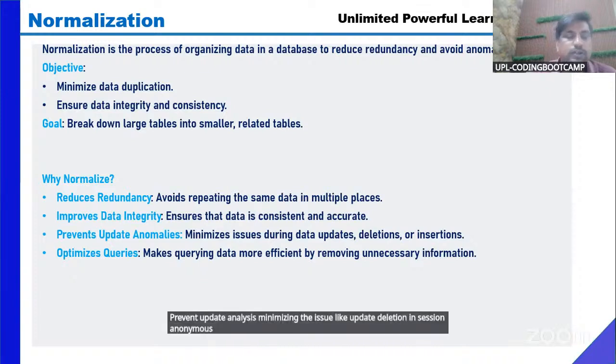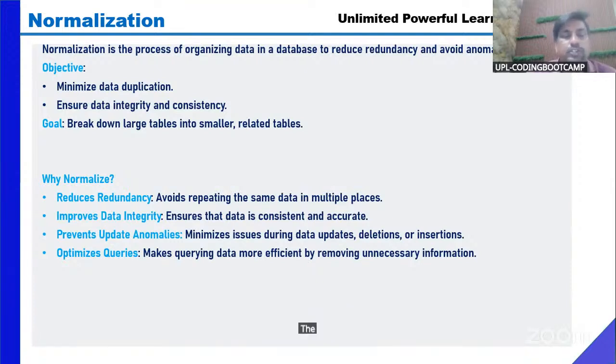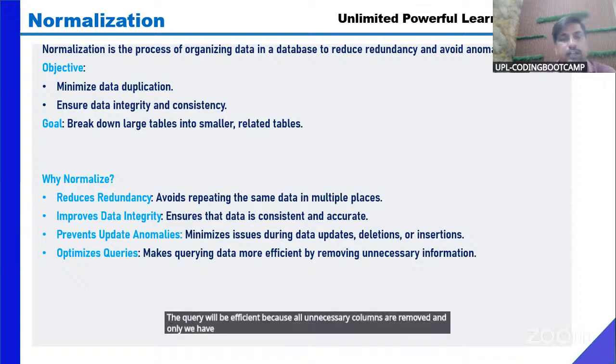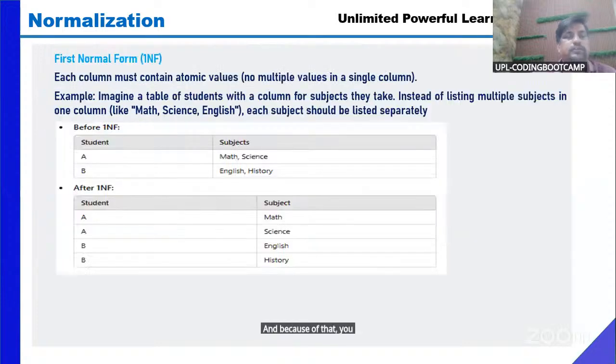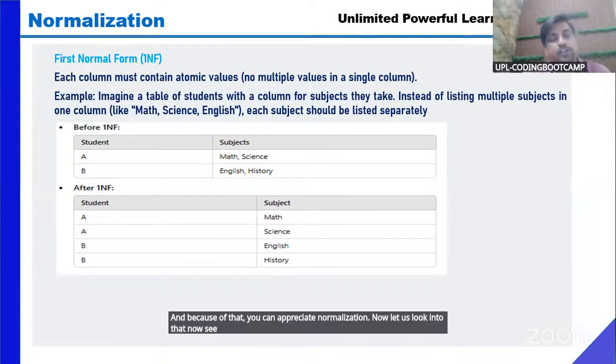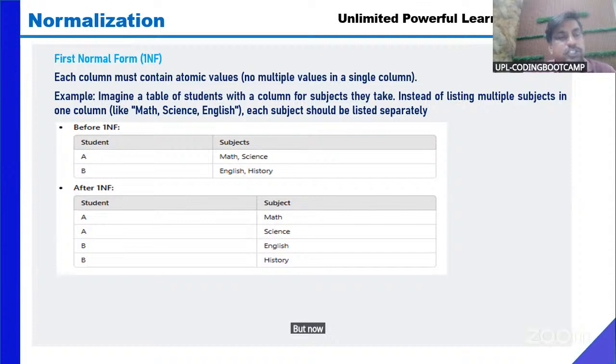And also, if you say that the database is in third normal form or something like that, the query will be efficient because all unnecessary columns are removed and we only have relevant columns and records. And because of that, you can appreciate normalization. Now let us look into that. Forget the SQL concept for now, because anyhow we are going to learn it. But just imagine and visualize.